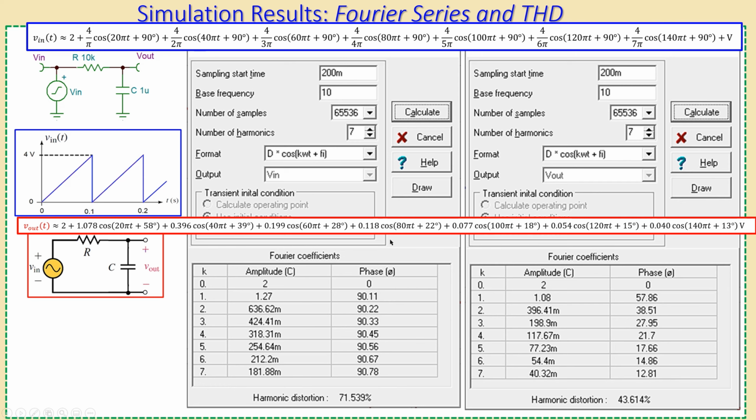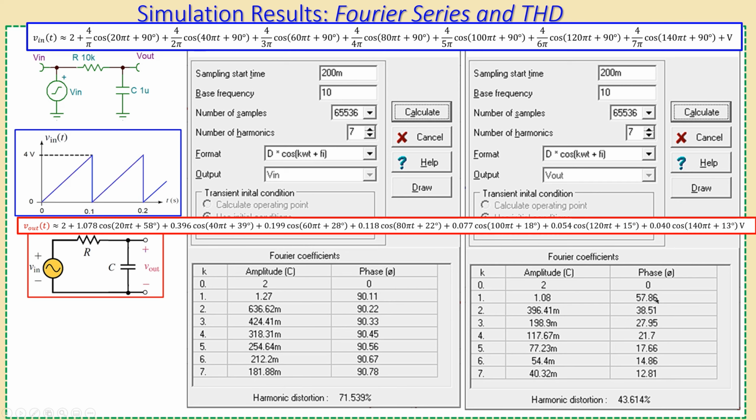Vout is given, again, with the DC, the higher harmonics, and the fundamental, second, third, etc. You will see again the DC is 2 at the output, with a phase shift of 0 degrees. The next one will be 1.078, approximately 1.08, which is very close to what we had. The phase is here approximately 58 degrees, and you can also see that in the calculations. The next one will be 396 millivolts, which is what you see here approximately, and the phase must be approximately 38 or 39 degrees, which is what we have.